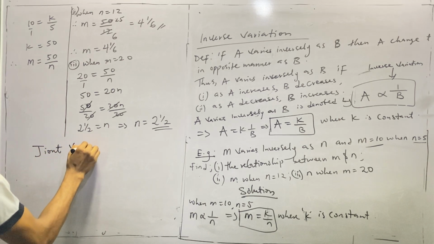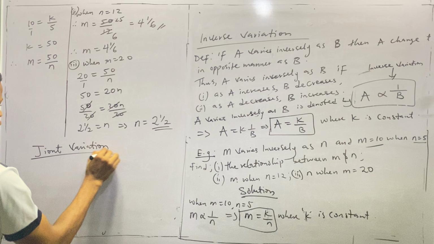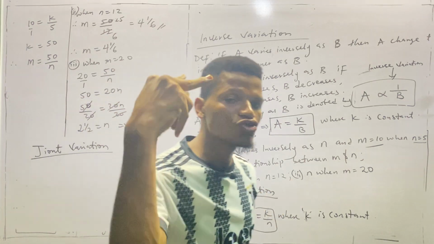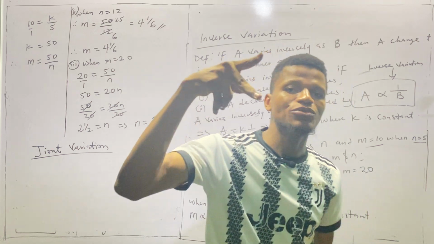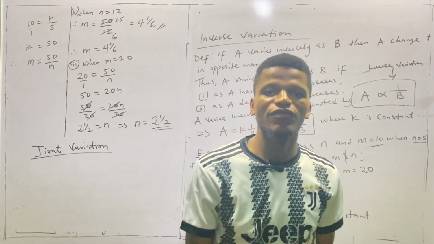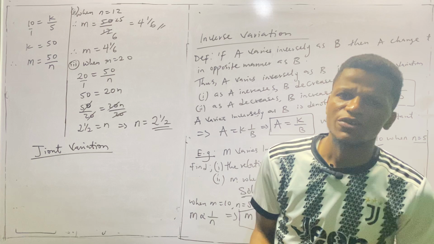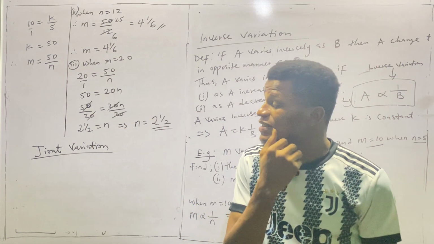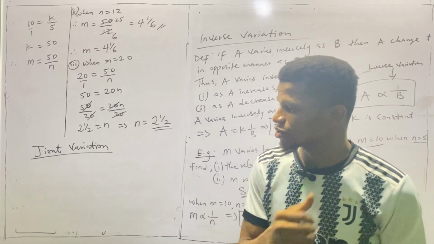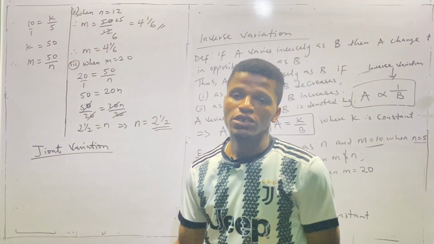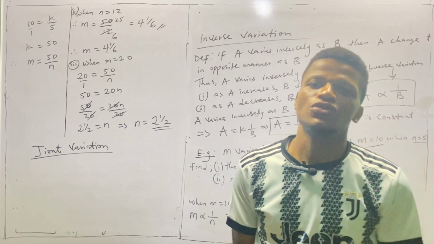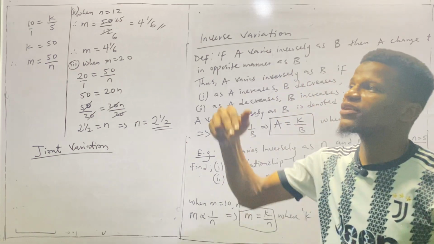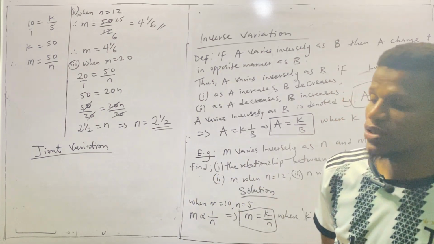Joint variation. Like I said, we basically have only two types of variation: direct or inverse. Any other variation we introduce is an extension of direct and inverse variation. So joint, by the name, is a joined variation. Joint variation occurs when a particular quantity varies differently with different quantities.